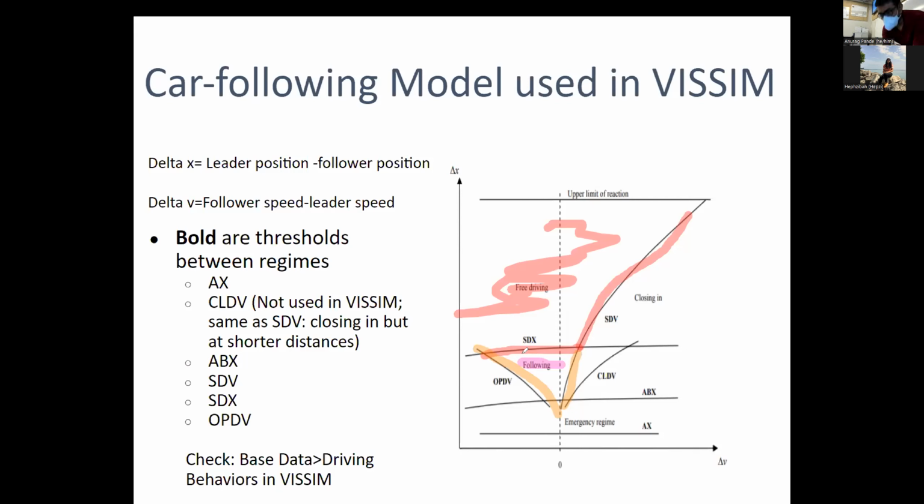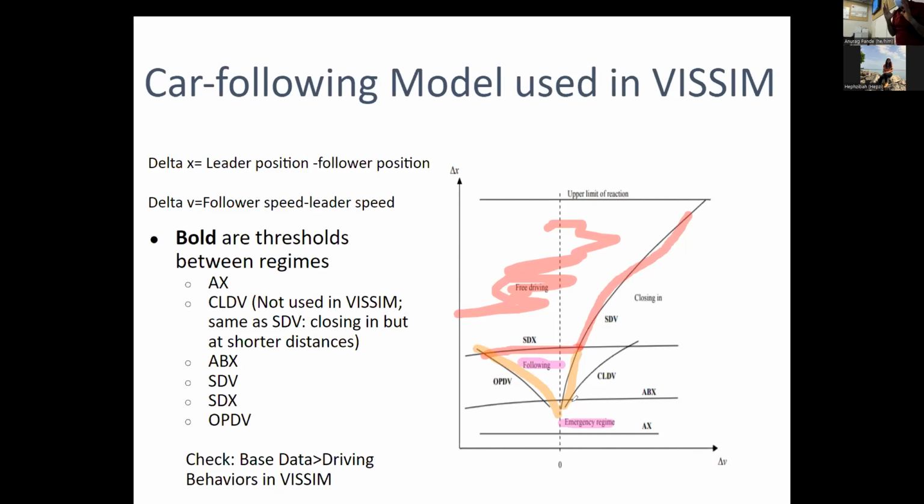Okay, and then if you go below ABX and you're still moving, your speed is not zero, then you are in what we call the emergency regime. That means you are going to try to decelerate as hard as possible to stop so that you can avoid that collision. And then AX is your absolute minimum when you're at a complete stop. This is the distance that you will try to maintain. So this is your CC0 that we use in VSIM.